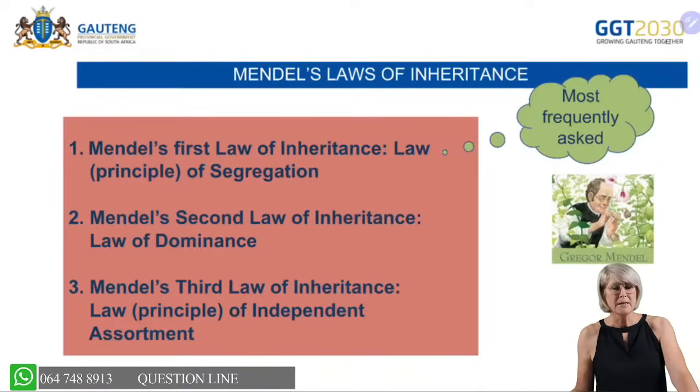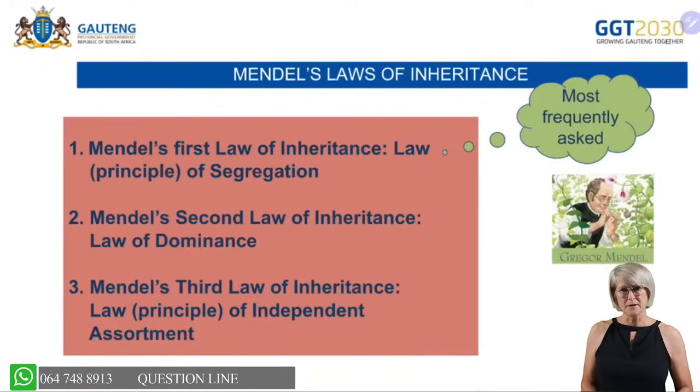So in other words, alleles of different genes assort independently of each other. So in other words, if you get the eye color from your father, you may not get the shape of eye from your father as well. You may get your mother's shape of eye. So it means that genes separate independently of each other. Right.